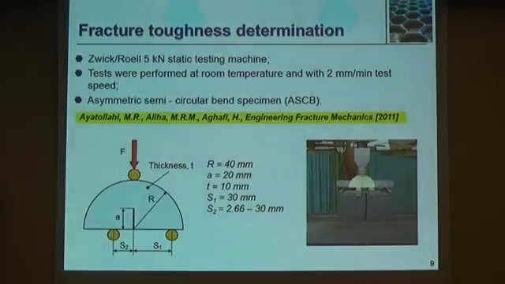For the fracture toughness test, we chose more types of specimens. I show you here the results obtained on asymmetric semicircular bend specimens. So we use the same 2 millimeter per minute load speed and our Zwick-Roell 5 kilonewton static testing machine. We adopted this specimen because it's very simple.